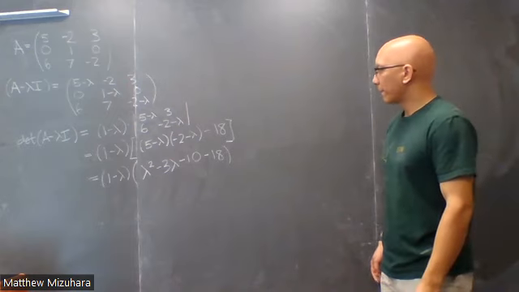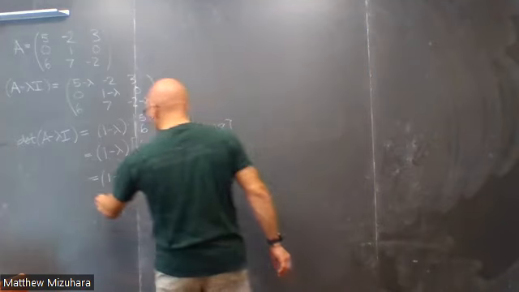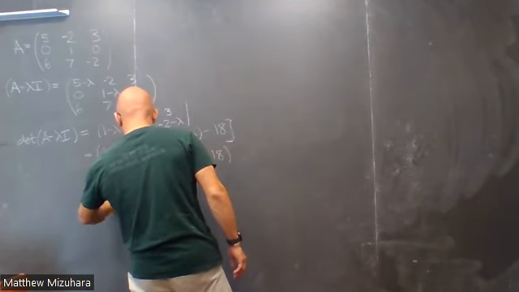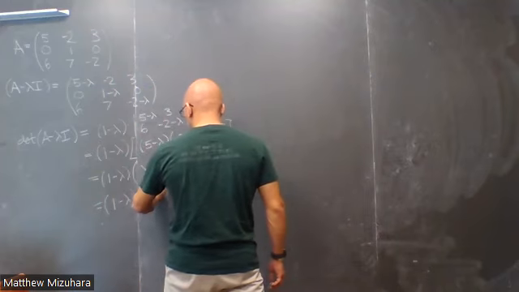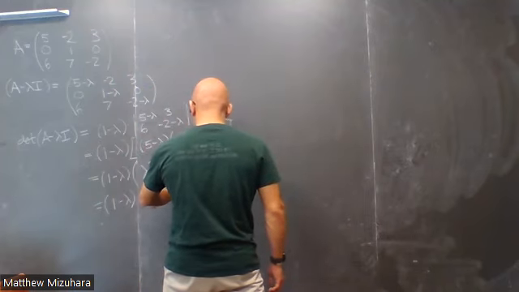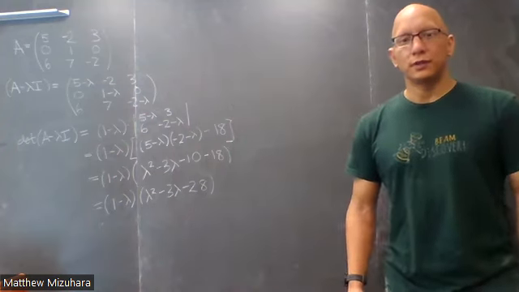Okay. So continuing to simplify, yeah, so some space down here. 1 minus lambda times the quadratic lambda squared minus 3 lambda minus 28.